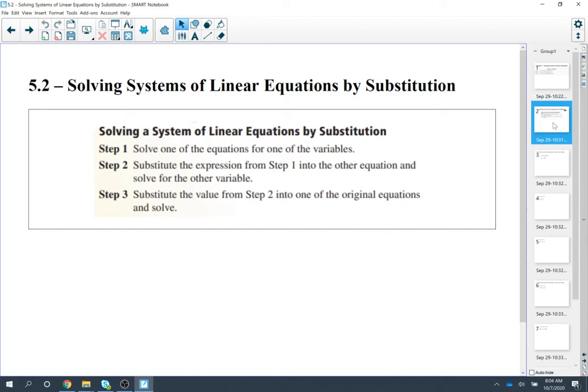5.2, solving systems of linear equations by substitution. Step 1, solve one of the equations for one of the variables. So get the equation to either say x equals or y equals. Step 2, substitute the expression from step 1 into the other equation and solve for the other variable. Step 3, substitute the value from step 2 into one of the original equations and solve.